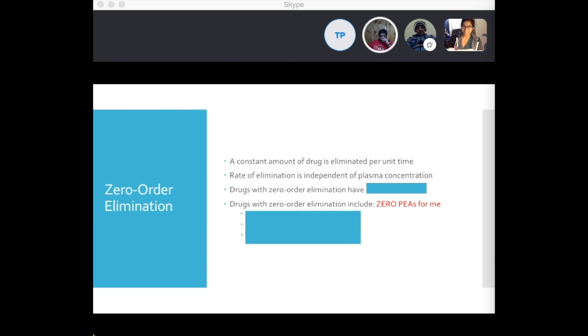The rate of elimination is independent of concentration, because the other one is concentration dependent. This one is rate dependent. So this is independent of plasma concentration. Drugs with zero order elimination have what kind of half-life?